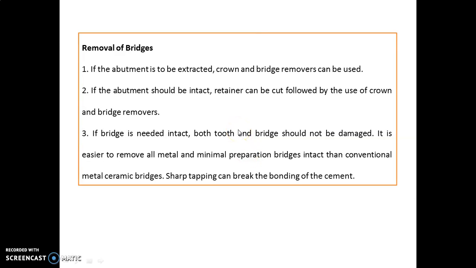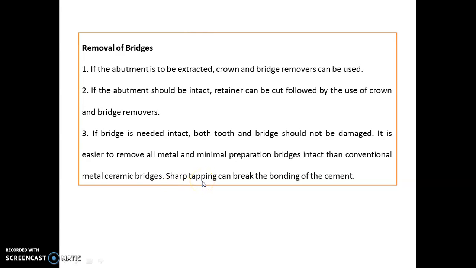Now, how to remove bridges? Very important question. See, three cases are there. If the abutment is to be extracted, crown and bridge remover can be used. If the abutment should be intact, retainer can be cut followed by the use of crown and bridge remover, and if the bridge is needed intact, both tooth and bridge should not be damaged. And it is easier to remove all metal and minimal preparation bridges intact than your conventional metal ceramic bridges.